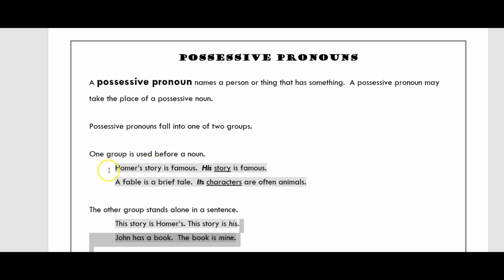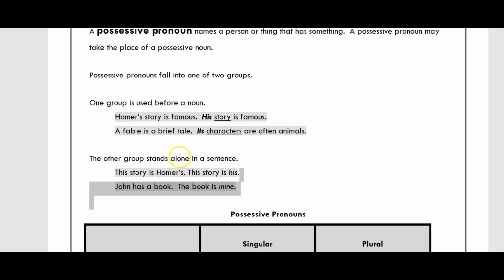So some examples here. Homer's story is famous, his story is famous. So in this case, it's just replacing Homer's, the possessive noun, and story is still there. A fable is a brief tale. Its characters are often animals. Here we're talking about the fable's characters. The word characters is still there. That's what's being owned. So the noun that is being owned or possessed is still in the sentence. When they stand alone, they're replacing that noun as well.